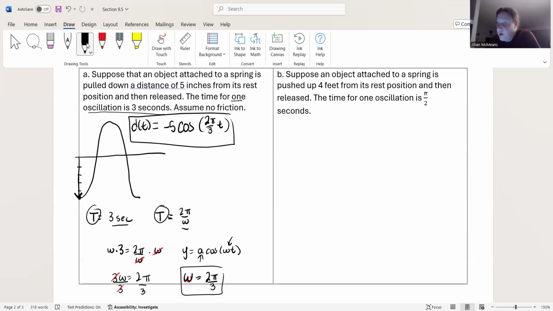Now, part B, suppose an object attached to a spring is pushed up 4 units or 4 feet, okay? So again, imagine you have some object on a spring and you're lifting it 4 feet above its resting position and you're holding it, holding it. Somebody starts the ticker, you let go, okay?